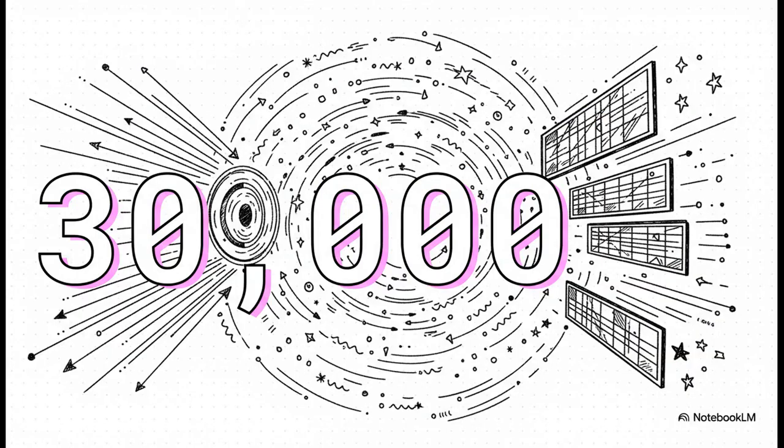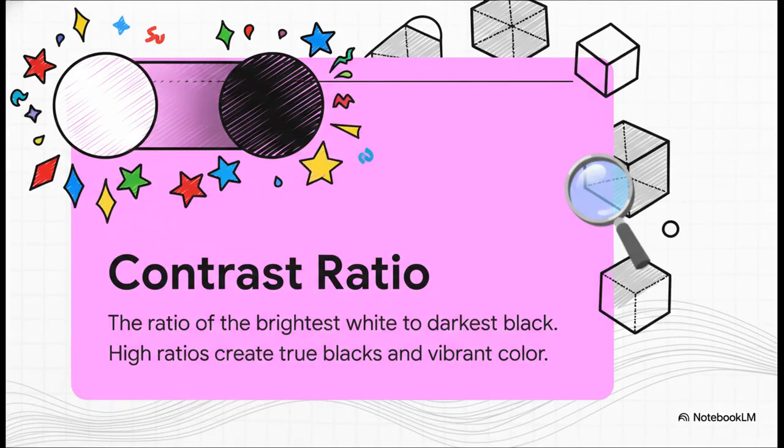Next up, let's talk contrast ratio. And I want you to look at this number because you'll see it on high-end spec sheets. 30,000 to 1. This number might seem a little abstract, but I promise you, it's one of the most important things for creating a truly premium-looking image. So what is it? It's simply the difference between the brightest white the screen can make and the absolute darkest black. A high ratio like this means your blacks are actually black, not some washed-out milky gray.